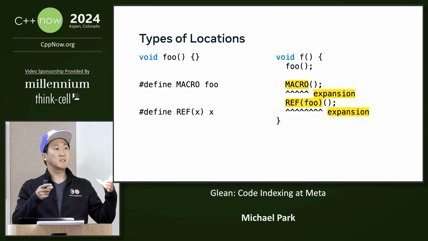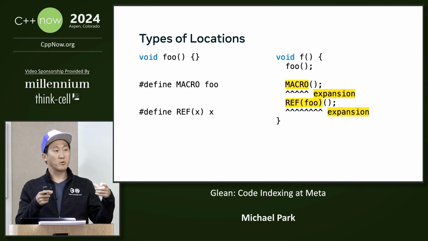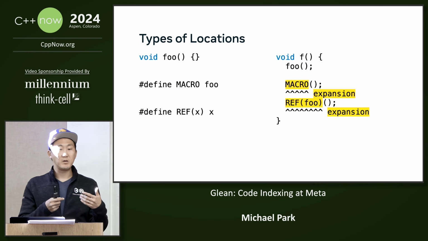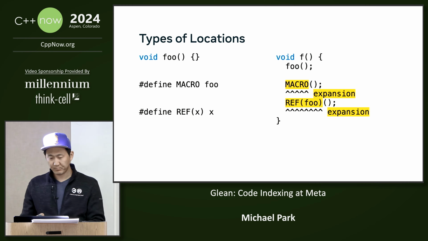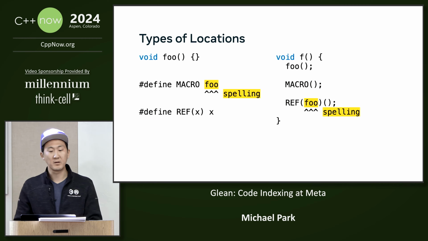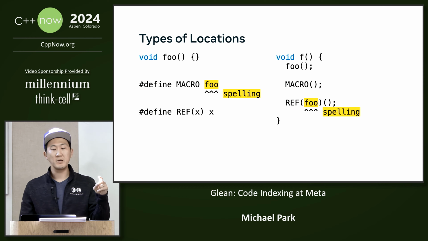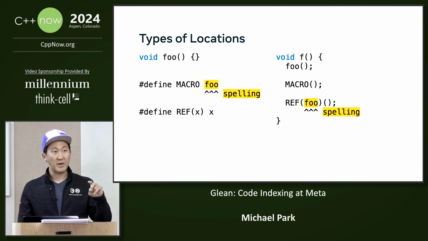So these are the sites where your code lives. So the expansion site, I mean. It's generally going to be where the macro is used. The third type of location is a spelling. There are 2 types of spellings: one is inside a macro body, and the other is a macro argument.